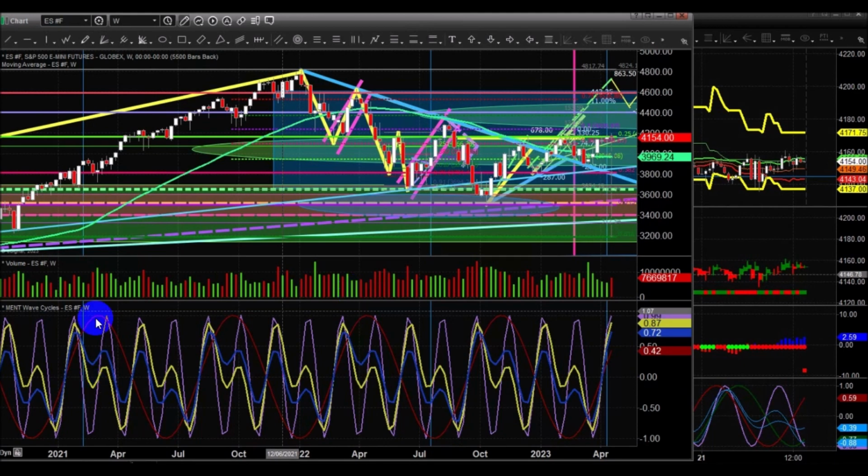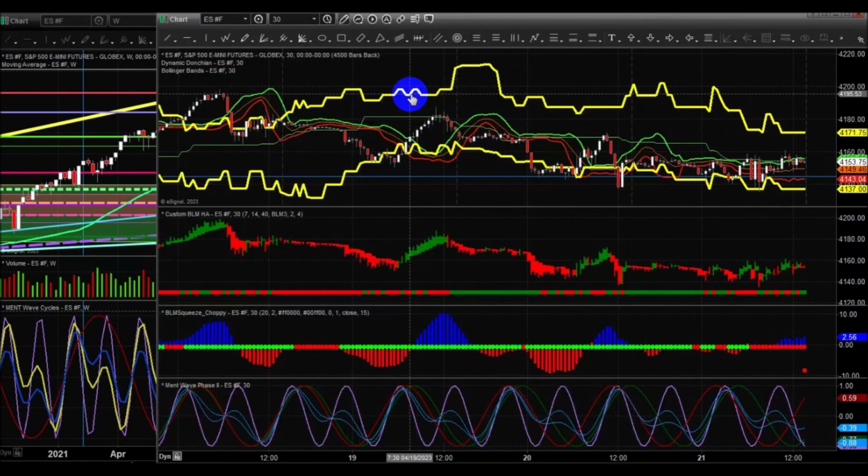Over here on the left, we have a weekly ES pound F chart, which is the S&P 500 E-mini futures. Down here we have volume, and down here we have my MENT wave cycles, which is an adaptive wave cycle structure. It doesn't work really well on ultra short-term stuff, but it does help me understand things on a broader cycle length, meaning 30, 60, 120, 240, daily, weekly, things of this nature. Over here, we have the same ES pound F on a 30-minute basis.